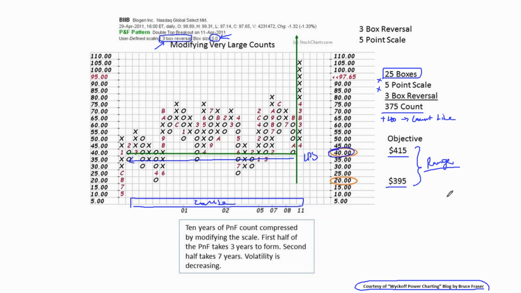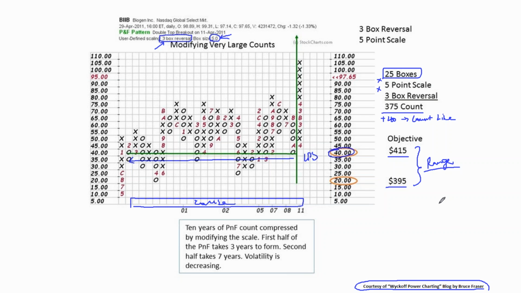So that's a remarkable objective. It's like, oh, this $40 stock could go to 415. Honestly, it's just this huge count. And we were able to make this count because we had used a modified version. And so it's like, can we do a modified count and have any kind of precision in that?